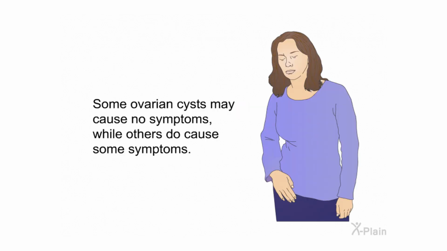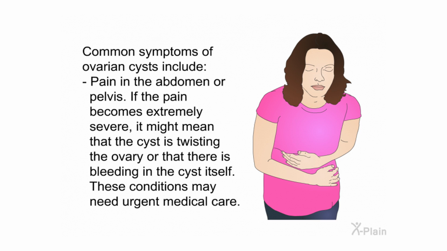Symptoms. Some ovarian cysts may cause no symptoms, while others do cause some symptoms. Common symptoms of ovarian cysts include pain in the abdomen or pelvis. If the pain becomes extremely severe, it might mean that the cyst is twisting the ovary or that there is bleeding in the cyst itself. These conditions may need urgent medical care.